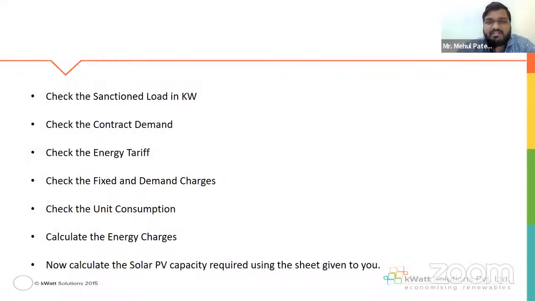Customer, whether it is a residential, industrial, or whether it is HT or LT. These are the 5 important parameters you need to note down when you first see the bill. Then based on this, we can calculate the energy charges, and we can estimate the solar PV capacity, and we can propose to the client how much savings he is going to make, in terms of monetary value and in terms of units.